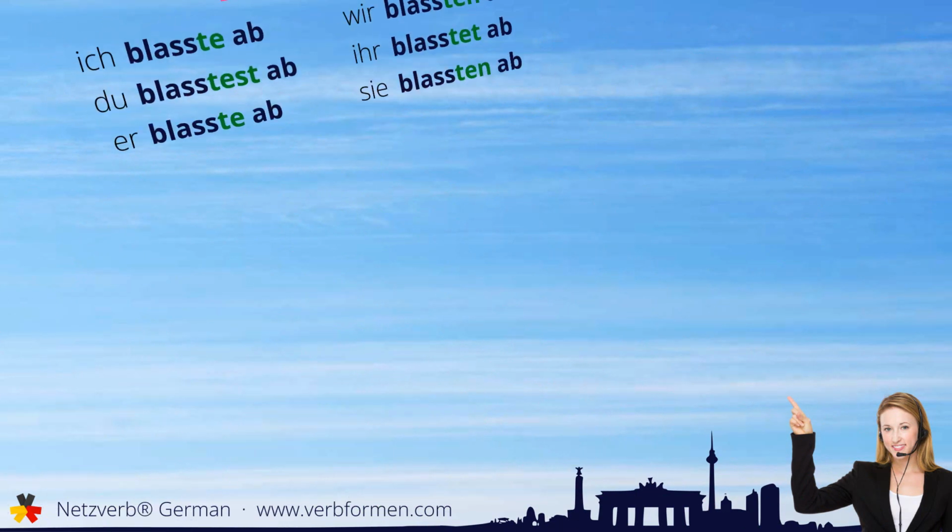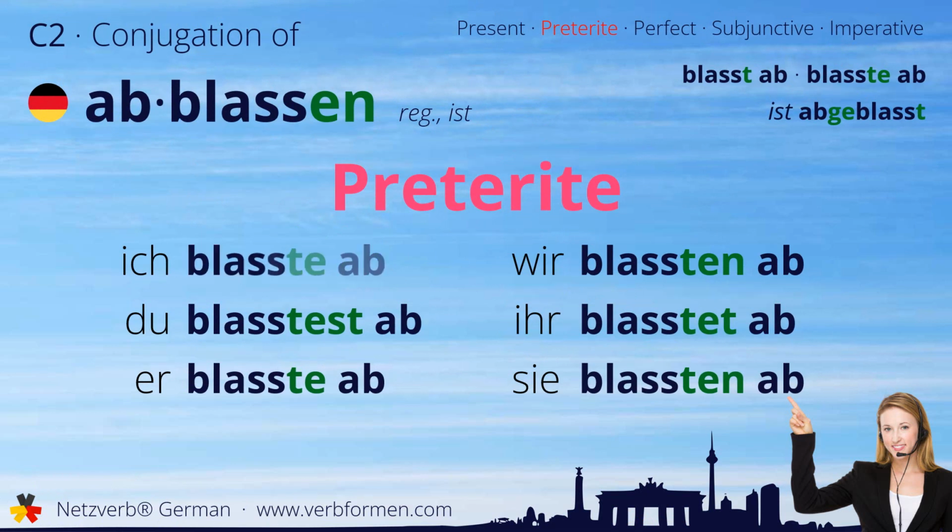Next up is the preterite. Ich blasste ab. Du blasstest ab. Er blasste ab. Wir blassten ab. Ihr blasstet ab. Sie blassten ab.